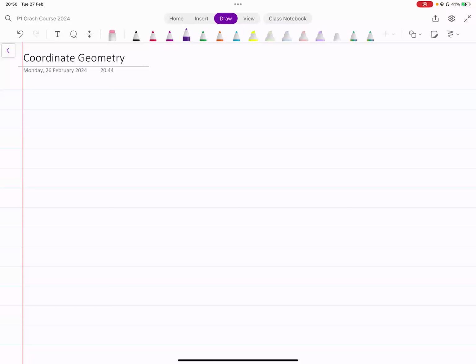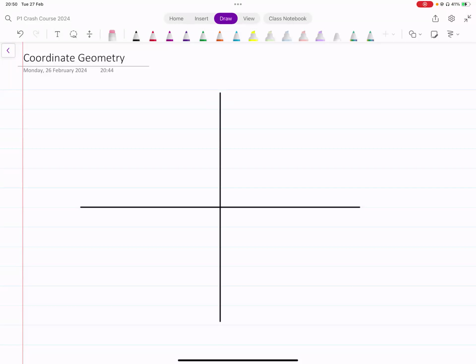Okay, let's start with this then. So first of all, there are some basics that you need to know about. What is coordinate geometry about? Coordinate geometry is basically about representing points, lines, and graphs on these coordinate axes, X and Y axes, okay?